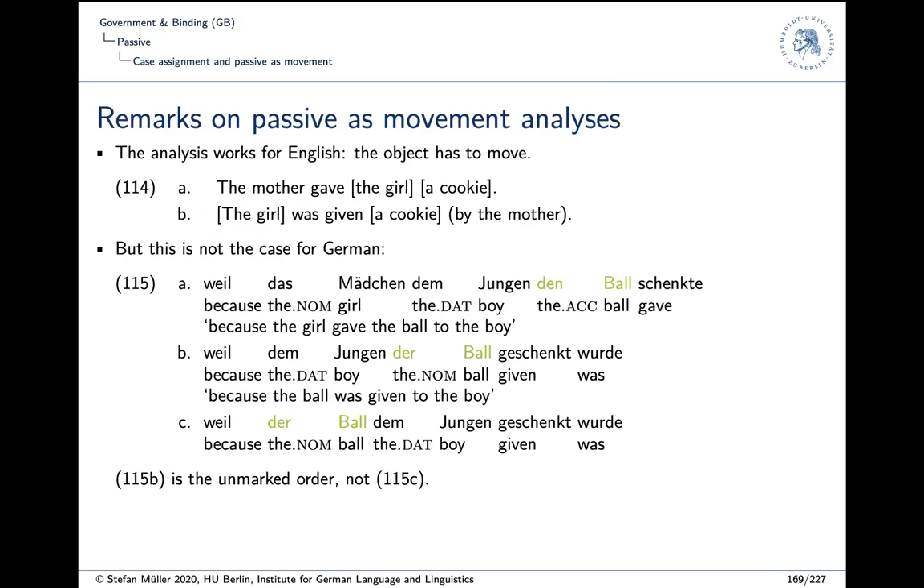if we look at German, the situation is totally different, right? In A, we have the active example, weil das Mädchen dem Jungen den Ball schenkte. And now if we passivize that, weil dem Jungen der Ball geschenkt wurde, we see, okay, the ball is still to the right of dem Jungen, right? We can also have the order in C, weil der Ball dem Jungen geschenkt wurde.